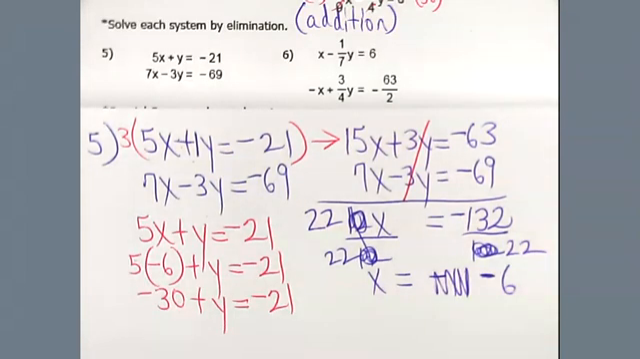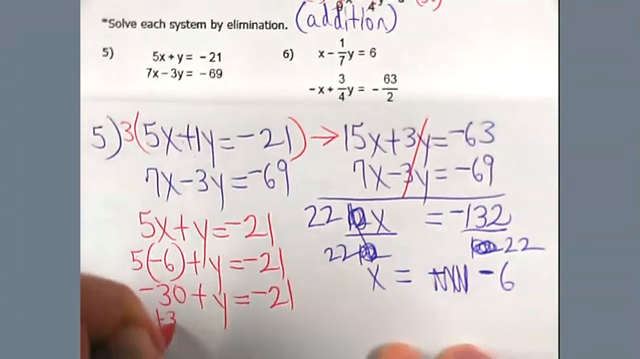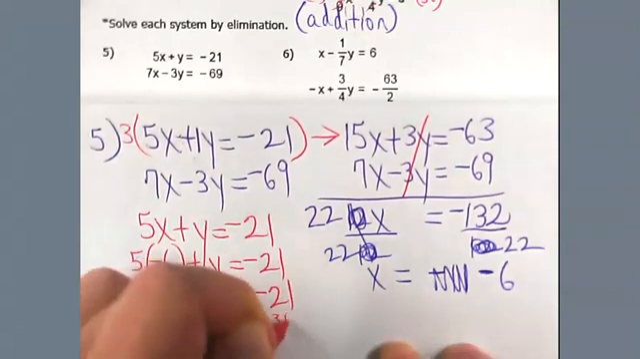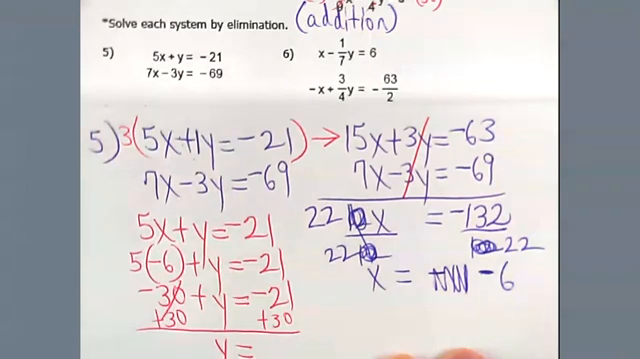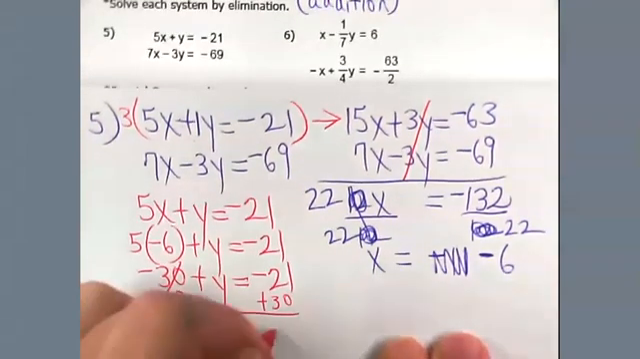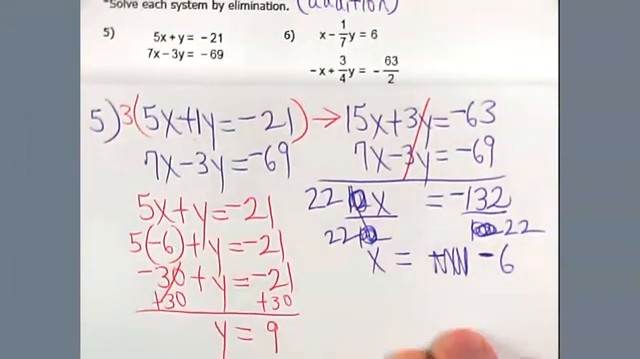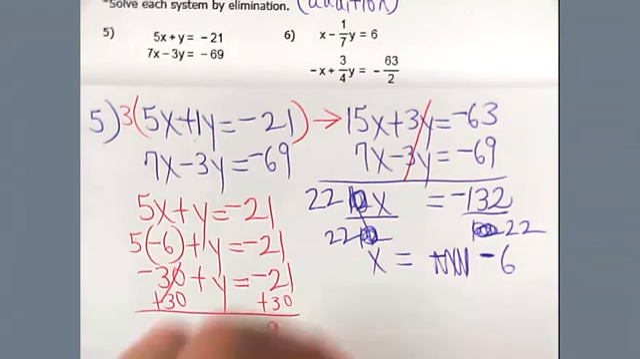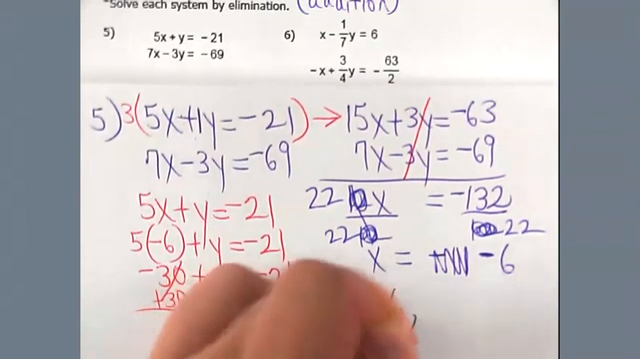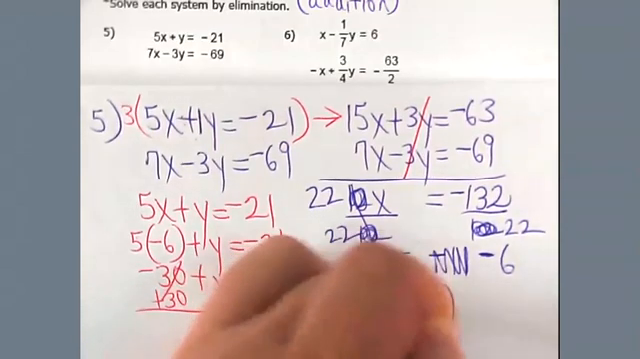The last step to get y totally by itself is to add 30 to both sides. So the y-coordinate is a positive 9. The very last step, express your solution as an ordered pair. So this will be the ordered pair negative 6, comma, positive 9.